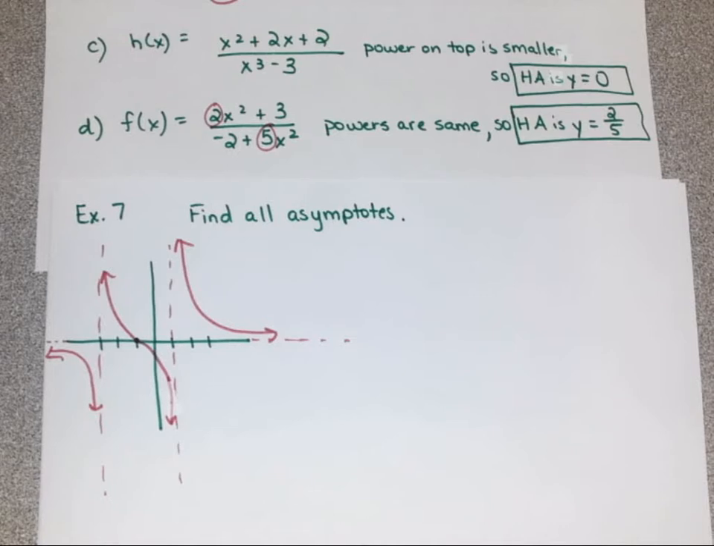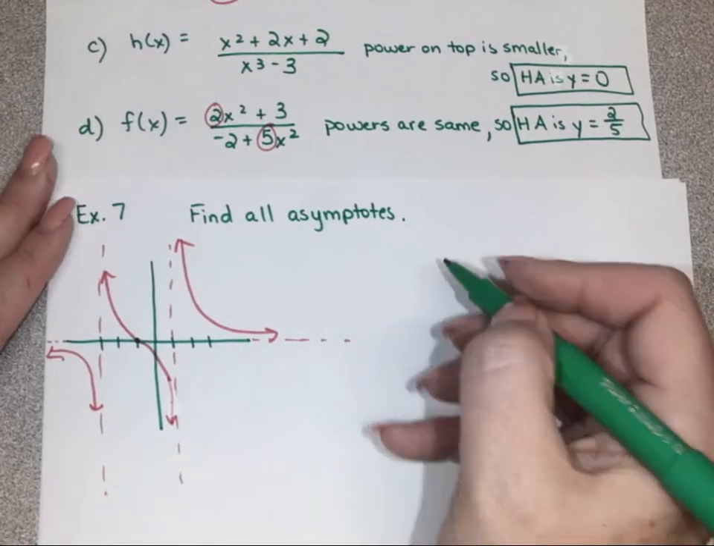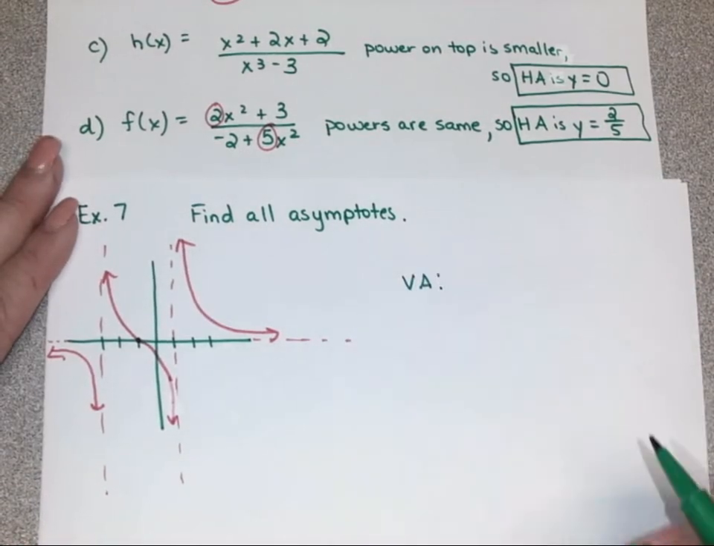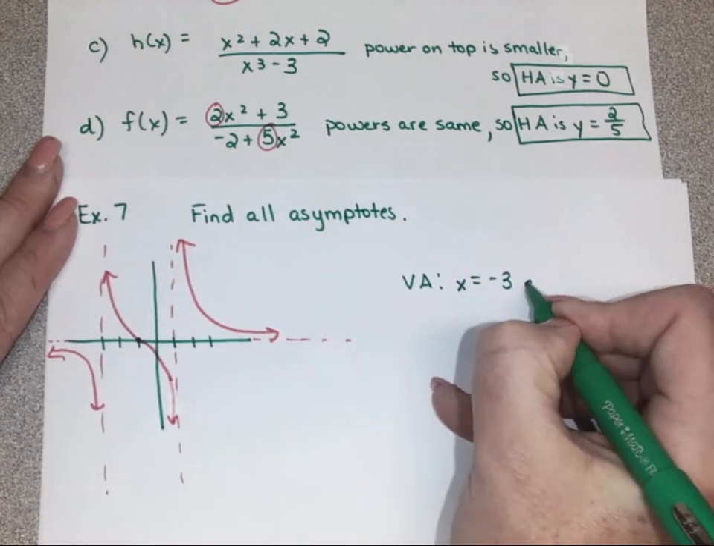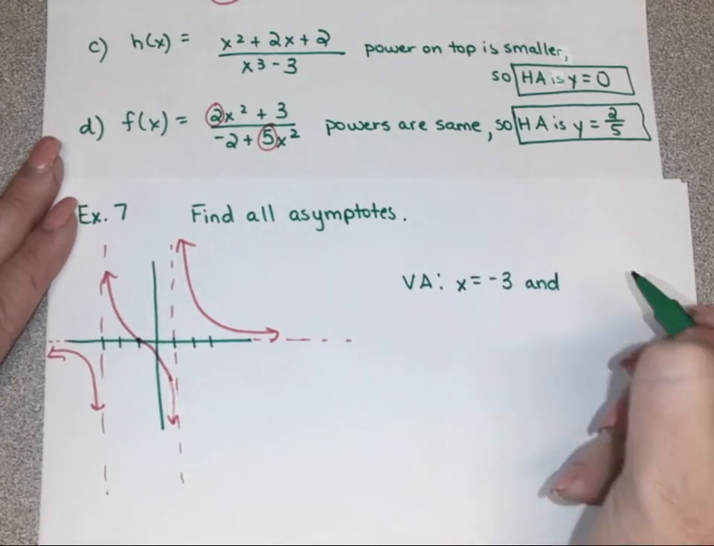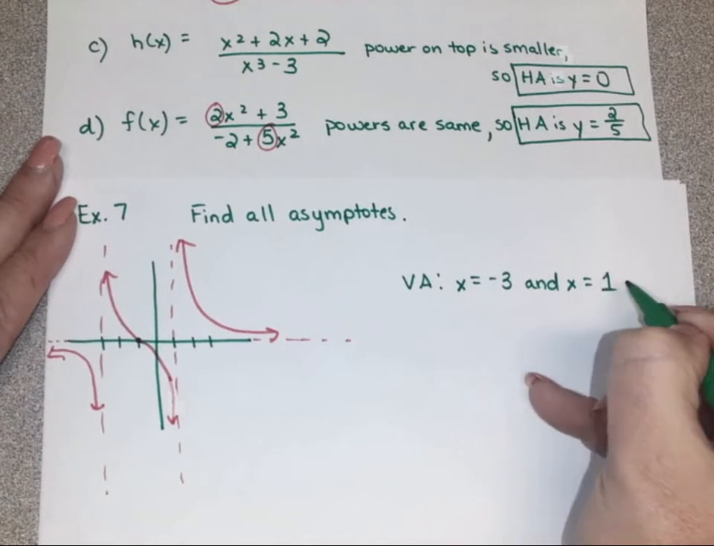So, looking at this graph, how many vertical asymptotes does it look like we have? 2, right? One at x equals -3. Notice I'm writing x equals, right? And then another one at what? At x equals 1.